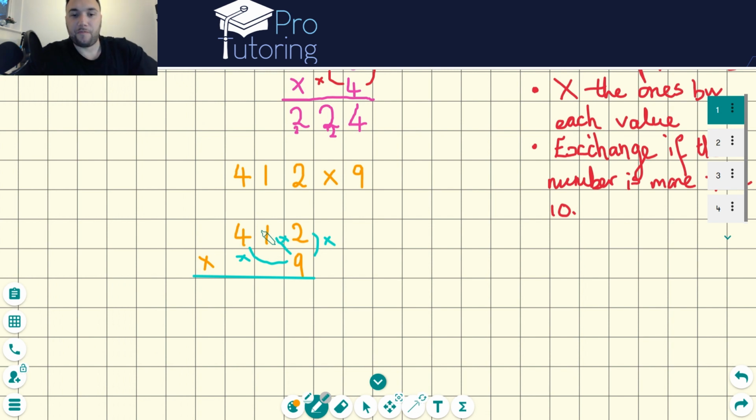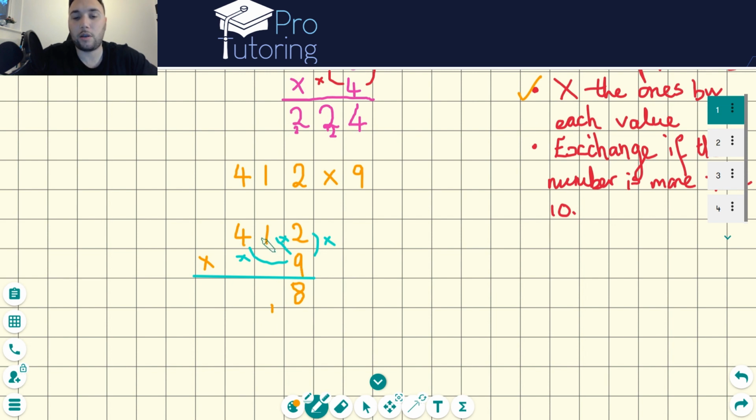So, first one, 9 times 2. 9 times 2 is 18, and 18 has 8 ones. Oh, sorry, I got the ruler out again. So it's 18. Now here I said, so I'm doing this at the moment, it's ongoing, but exchange if the number is more than 10, or 18 is more than 10. So I'm just going to carry the 1 here.